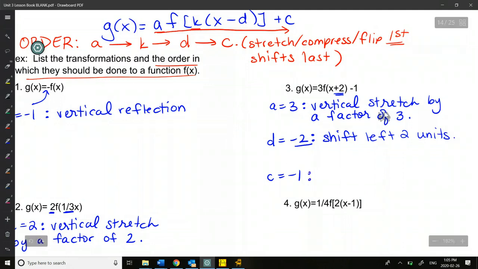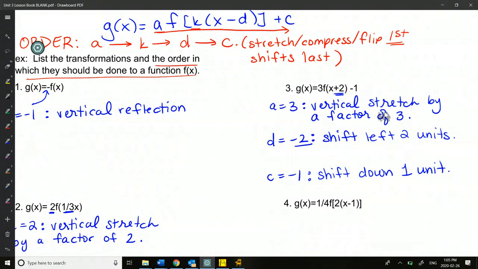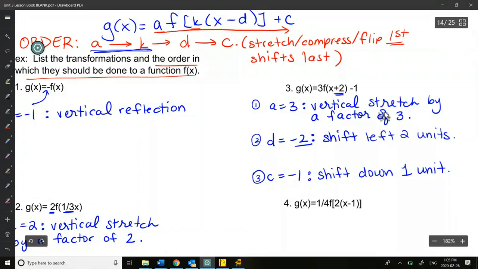Okay, and then a C value of -1. Does someone want to guess on that one? Charlie, do you want to try that one? Usually shift down. Perfect. Shift down 1 unit. Okay, and notice as well, I'm doing these in a specific order. We're making sure that A's and K's come first in our list and D's and C's come last in our list. So it is important that you do A first and then D and C after that. So maybe we can even just number them here. This is the order that we'll do them in.